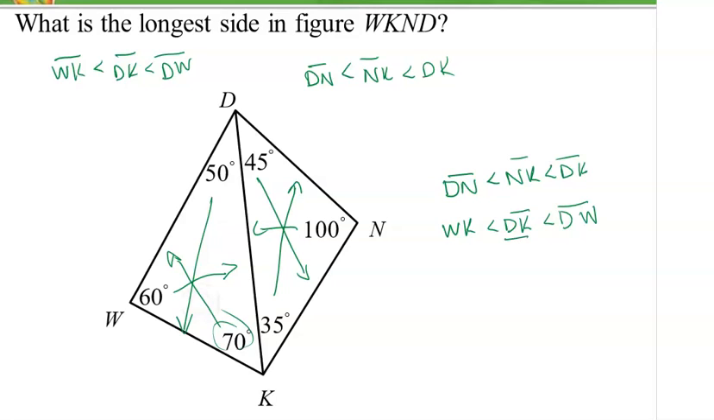So DK is the same in both of these, right? Well, DK is bigger than this one, bigger than that one, it's bigger than that. So DK is also bigger than this one. The only one it's not bigger than is DW. So DW is the longest side in this figure. So don't be fooled by these. It kind of looks like DK might be, but this one right here is, because you have to set up the inequalities to go with the longest sides.